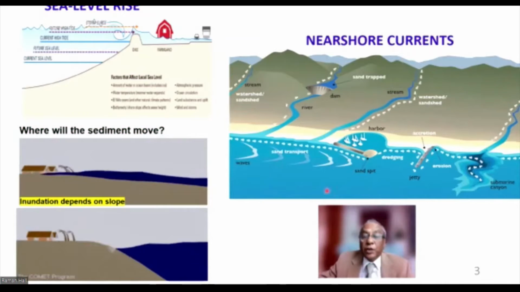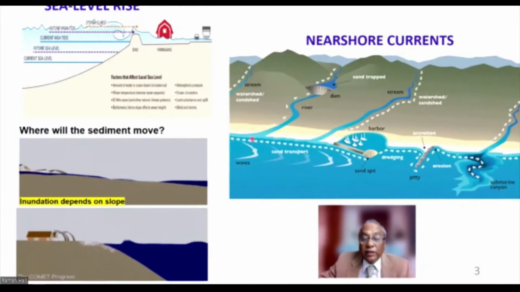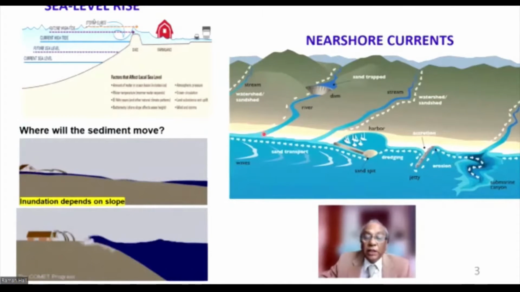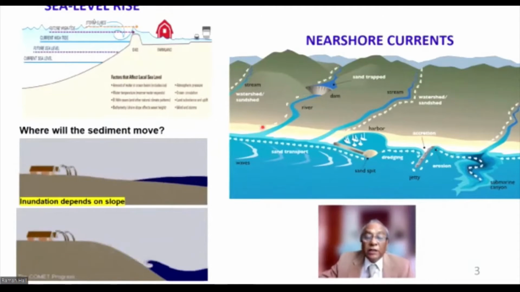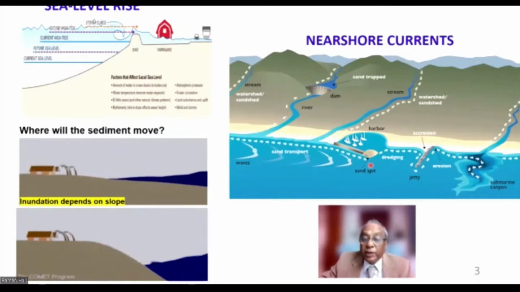On the nearshore currents, you have the rivers bringing in sediments, and also there is a current flowing along the coast, which is going to take care of the stability of the shoreline. And when you have a sea level rise, it's going to dictate the stability of the shoreline, as well as the stability of the banks of the rivers. So hence, it has to be taken care of.